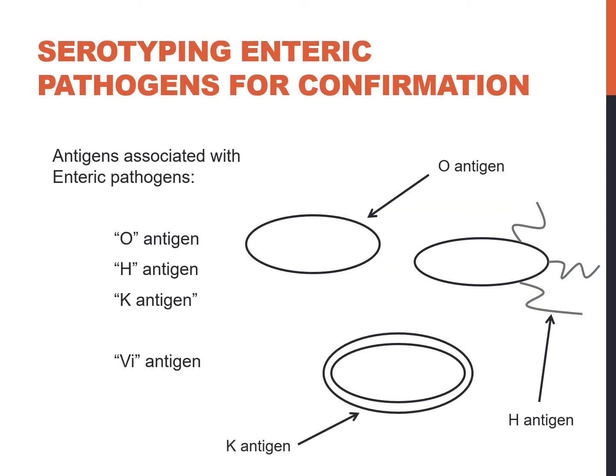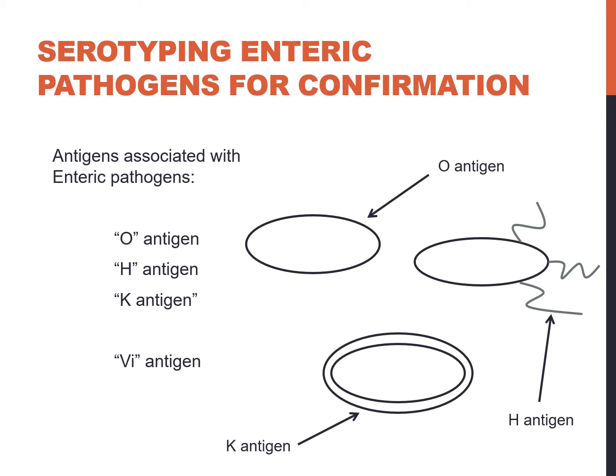Enteric pathogens such as Salmonella and Shigella can be serotyped, and we want to serotype them for epidemiological reasons. Okay, now just understand that Salmonella and Shigella have different types of antigens, including somatic antigens, which are the O antigens. These are cell body antigens, and they're heat stable. And then we have the H antigens, which are also known as the flagellar antigens, and these are heat labile, or heat actually destroys the H antigens.